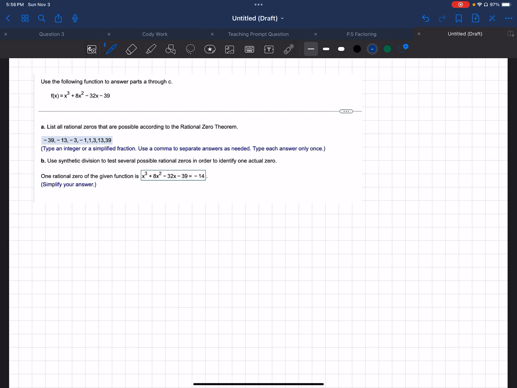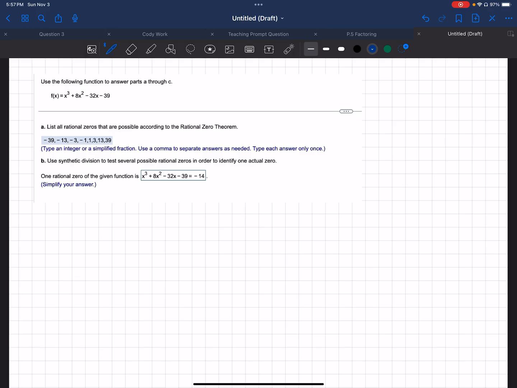Then it says use synthetic division to test several possible rational zeros in order to identify one actual zero. So what you're doing is you're taking those numbers that you got in part A and using synthetic division, dividing those into x cubed plus 8x squared minus 32x minus 39, and seeing if you get a remainder of 0. If you get a remainder of 0 when you use synthetic division with those numbers in that polynomial, that means that is an actual 0 of that polynomial.